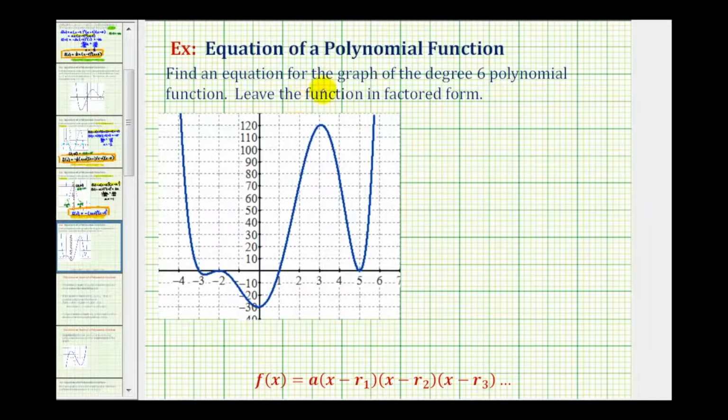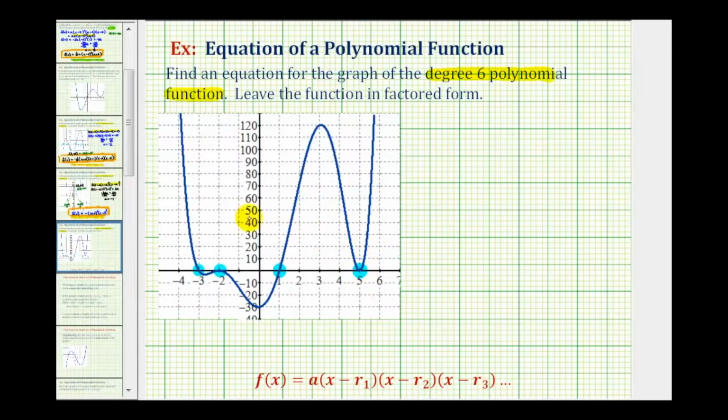Find an equation for the graph of the degree 6 polynomial function and also leave the function in factored form. Because the polynomial is degree 6, we know there is at most 6 real rational zeros or roots. And graphically, we can find these by analyzing the x-intercepts of our graph. So looking at the graph, notice how we have 1, 2, 3, 4 x-intercepts.